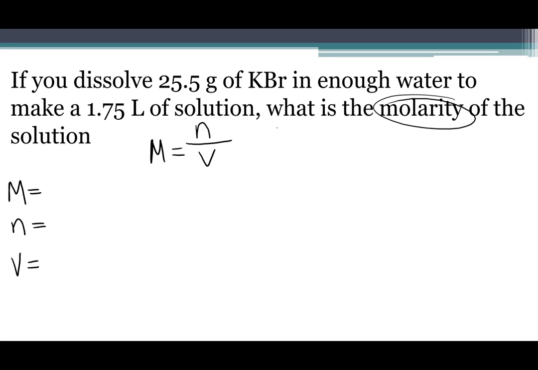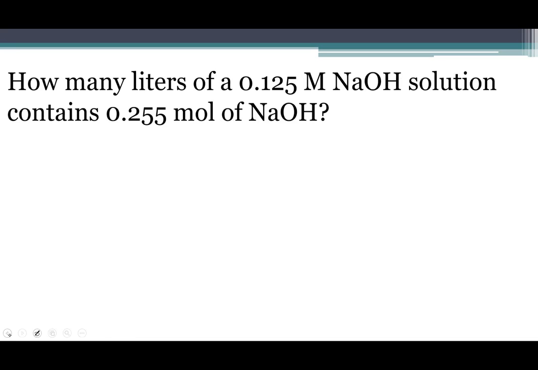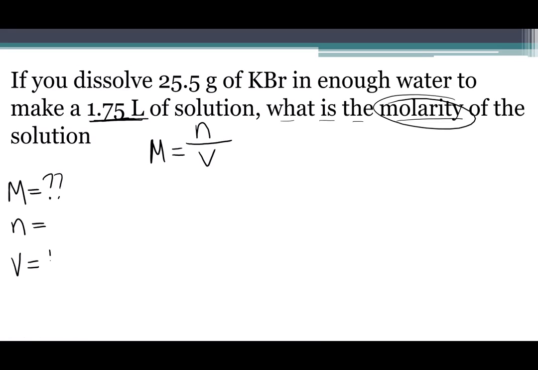Okay. Well, here it says, what is the molarity? So this must be what I'm solving for. So I must have the other two variables somewhere. Okay. So I see this 1.75 liters. So that 1.75 liters is the volume. Now I just need to read through the problem and find moles.